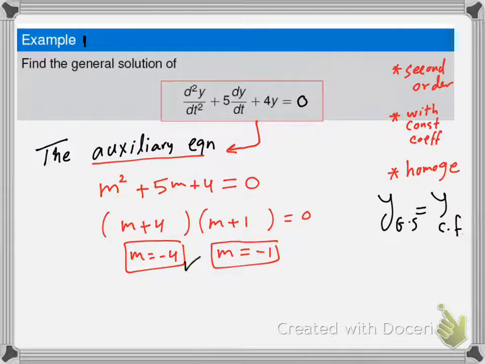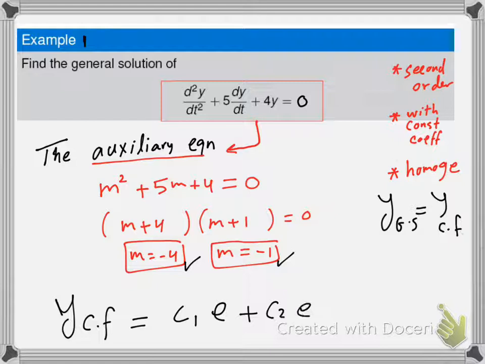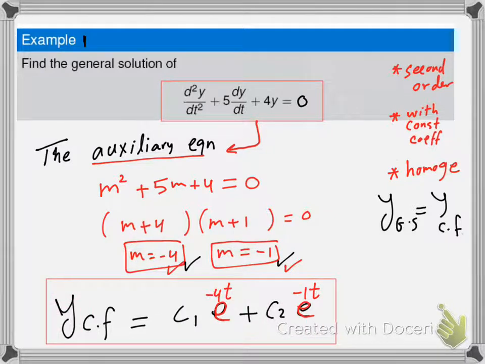With the help of those roots, now I can formulate the YCF. YCF equals C1 e to the power plus C2 e to the power. The power of the first exponential will be the first root, which is negative 4, multiplied by t. And the power of the second exponential will be the second root, which is negative 1, multiplied by t. Here is the answer, and you can consider this as the general solution.